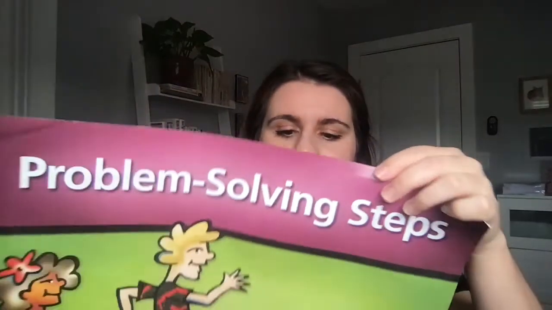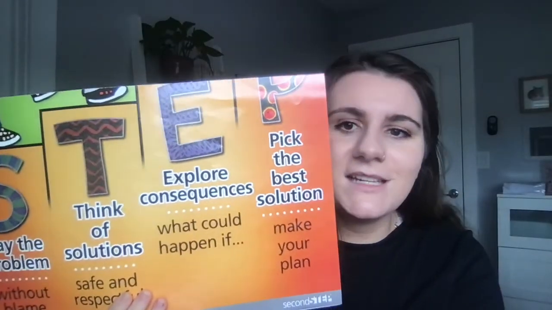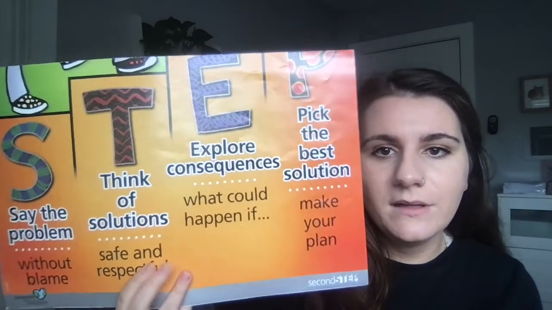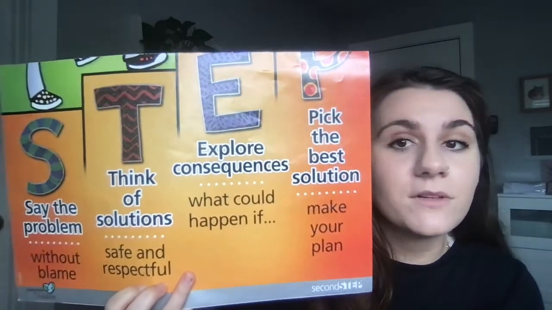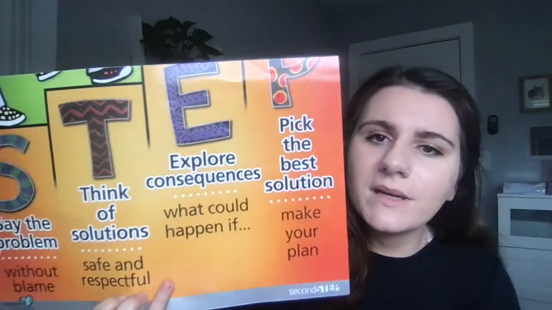But remember, you need to agree on rules for games before you can play them so everybody feels equal, respected, and things are fair. When you can't agree on rules for a game, it's a problem. What helps you solve the problem? Our problem-solving steps. Remember, say the problem without blame. Think of solutions that are safe and respectful. Explore the consequences of those solutions, and then pick the best one.